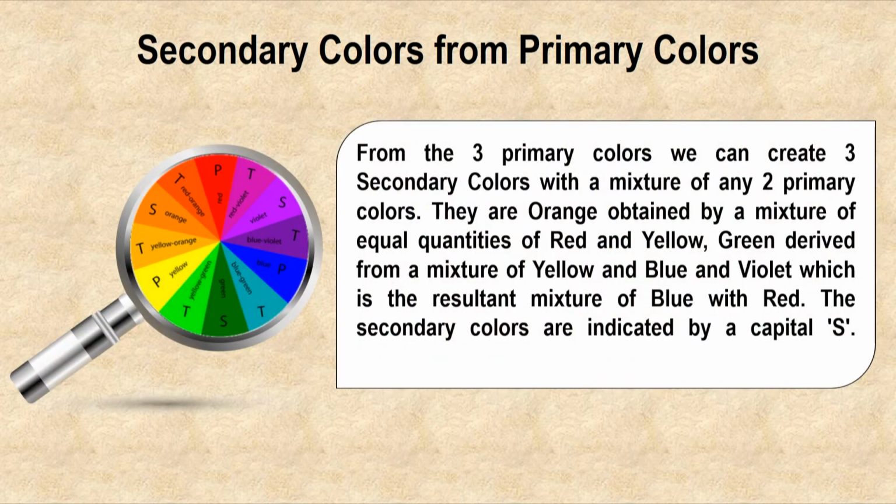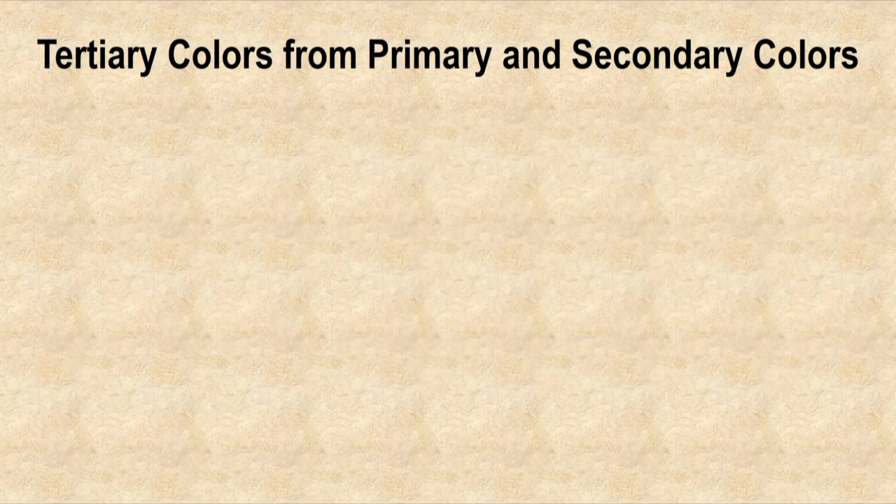So, from the three primary colors we can create three secondary colors with a mixture of any two primary colors. They are orange obtained by a mixture of equal quantities of red and yellow, green derived from a mixture of yellow and blue, and violet which is the resultant mixture of the blue and red. In this manner secondary colors are produced and they are indicated in this color wheel by the capital S letter.